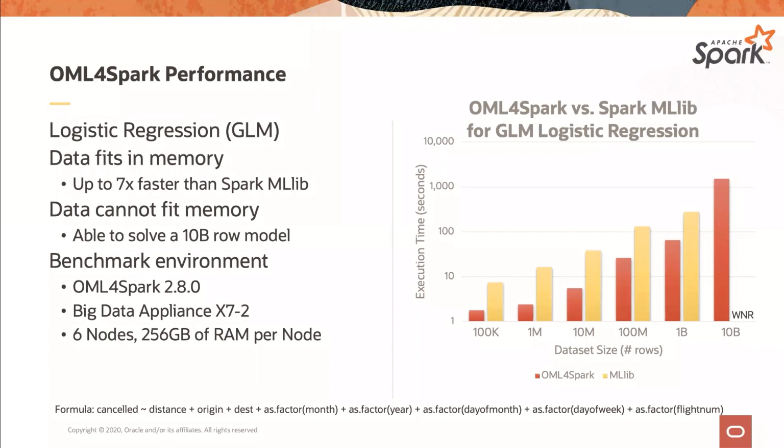Depending on how large your data is compared to the memory that you can assign to Spark, it's just not going to be able to run. In this example, both environments are running up to 1 billion records. Note that this is a log scale, so we're around 7 times faster than Spark MLlib. But at 10 billion records, MLlib just would not run. It will give you an out-of-memory error.